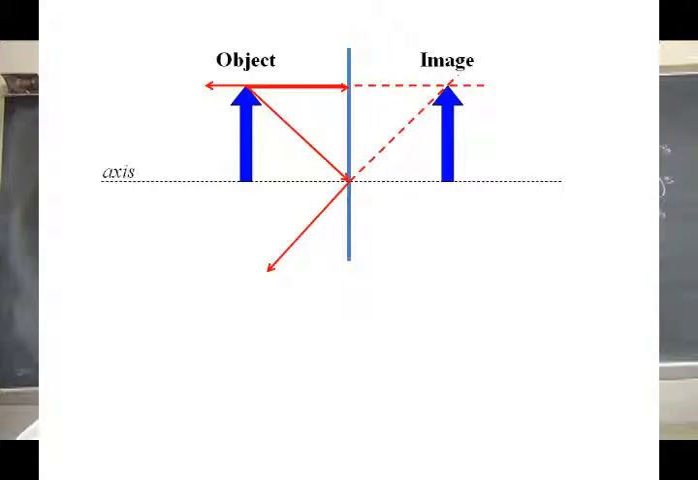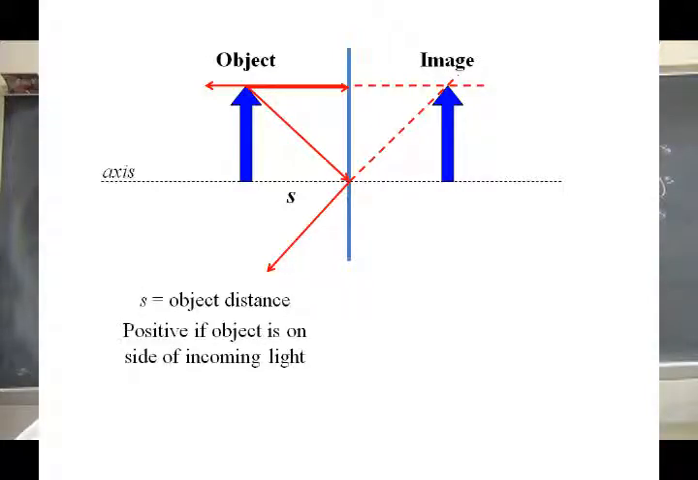Now, the object distance is called S, and it's the distance between the mirror and the object, and we'll call this distance positive if the object is on the side of the incoming light. And you might think that's always going to be true, but a little later on in class we might see an example where it's not.